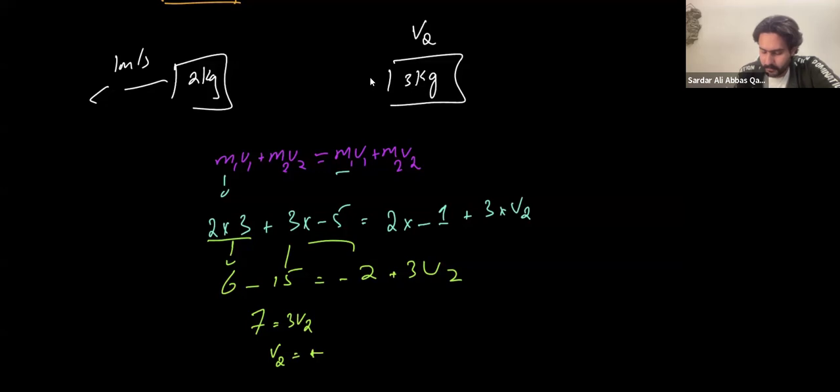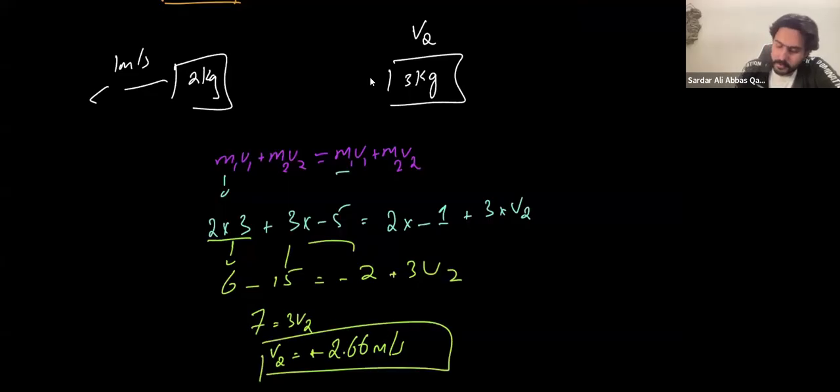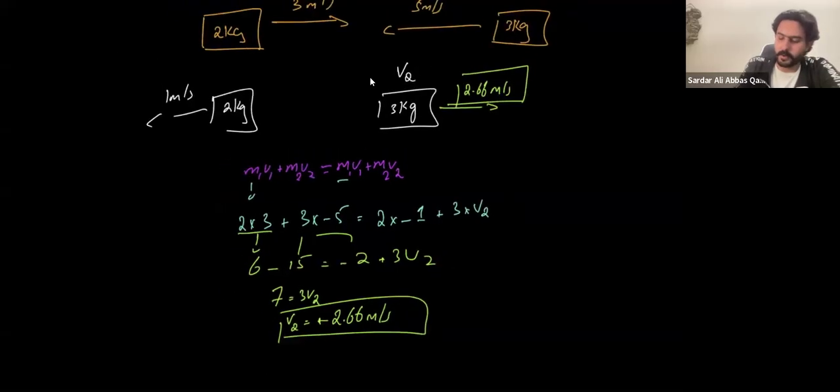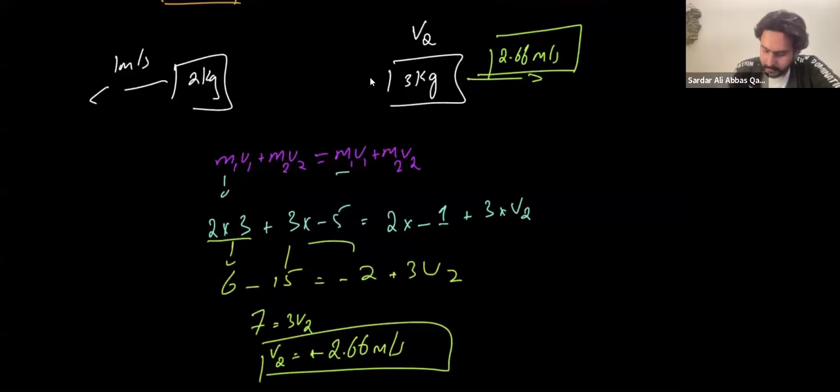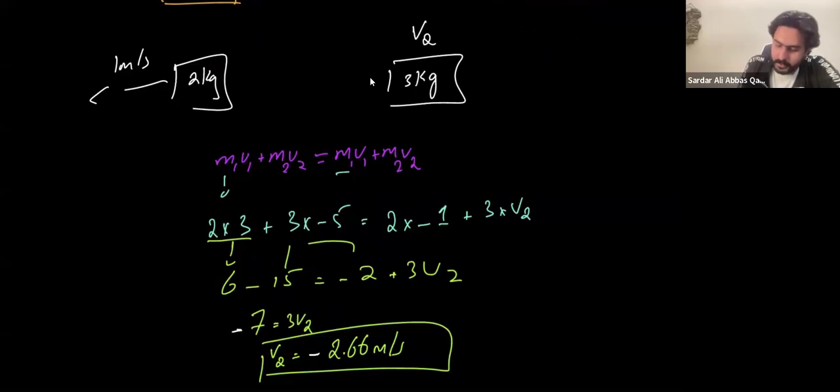positive what? 2.66 meters per second. So we know that this object is going to go towards this direction with a positive speed of 2.66 meters per second. Sorry, meters per second, not kg meters per second. We just found out the velocity, not the momentum. Oh, and sorry, my bad. A negative sign. We're just going to change the direction and it's going to be minus 2.66.